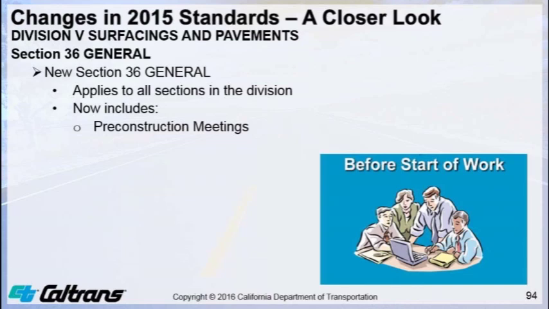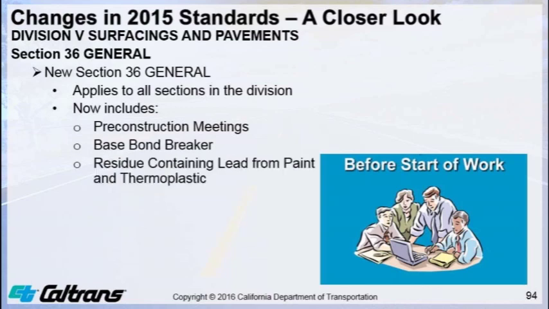It includes now all the requirements for the pre-construction meeting requirements. And now pre-construction meetings apply to asphalt paving, concrete paving, and seal coats. It includes the bond breaker, which was moved from 2010 Section 41 concrete. It also contains specifications for residual containing lead from paint and thermoplastic.